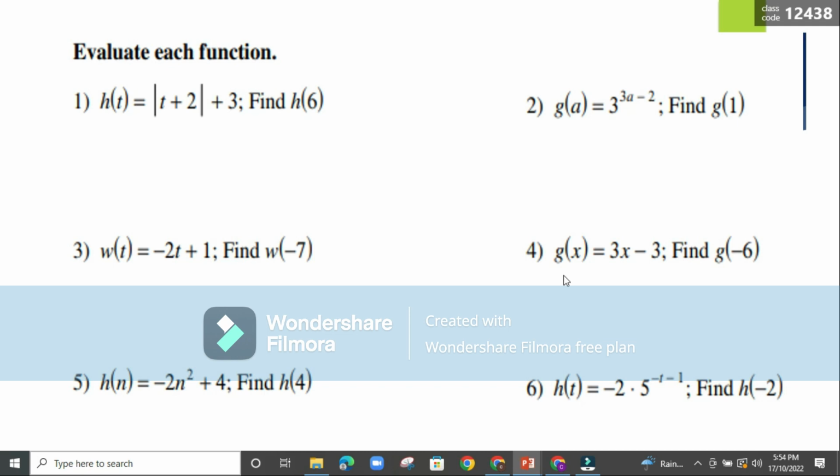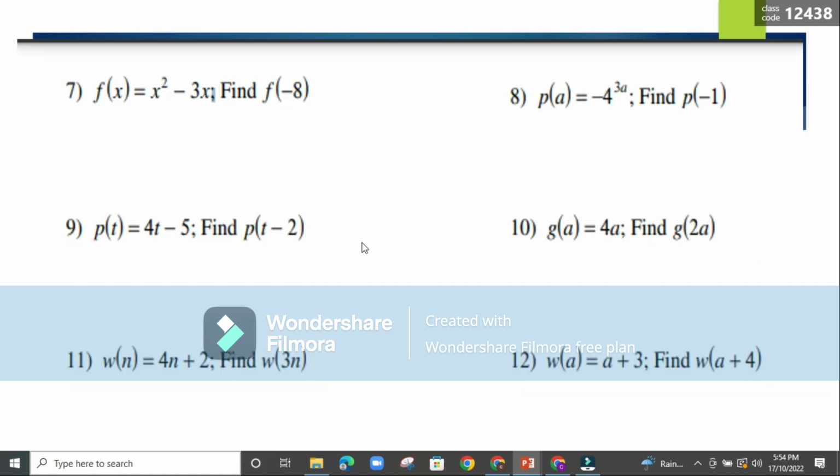Number 4, g of x is equal to 3x minus 3. Find g of negative 6. Number 5, h of n is equal to negative 2n squared plus 4. Find h of 4. Number 6, h of t is equal to negative 2 times 5 to the power of negative t minus 1. Find h of negative 2. Number 7, f of x is equal to x squared minus 3x. Find f of negative 8. Number 8, p of a is equal to negative 4 to the power of 3a. Find p of negative 1.